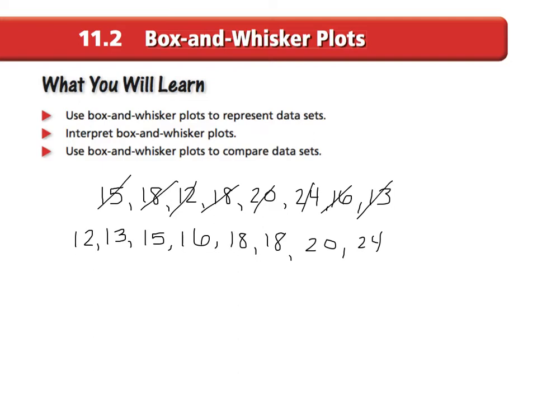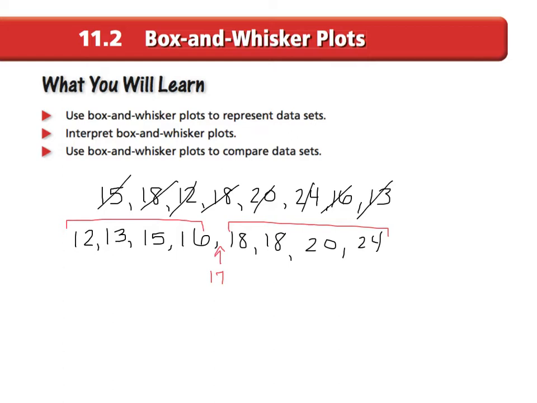So the first thing we got to do after we organize the data is we need to find the median. The median, as you remember, is the middle number. In this case, you will notice that we have 4 numbers to the left and 4 numbers to the right. The median is right in the middle. So the median, the middle number, is 17. Since we have 16 and 18, 16 and 18, they're our middle numbers. So we have to find the average. So we would take 16 plus 18. We would get 34 divided by 2 gives me the 17.